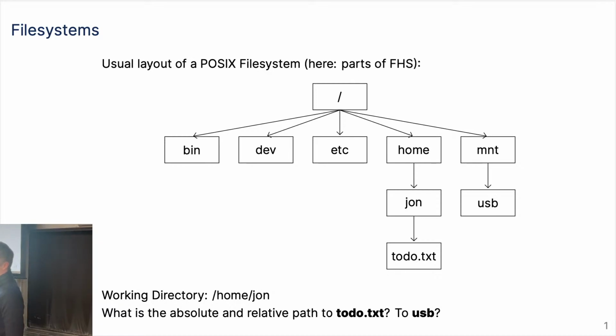And then for USB, if I did a relative path and I'm in John, I have to do .., which would take me to home, then another .., which would take me to root, and then /mount/USB. Or if I just did the absolute path to USB, it would be /mount/USB.